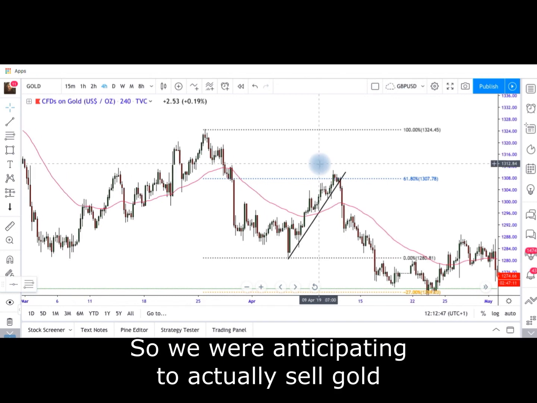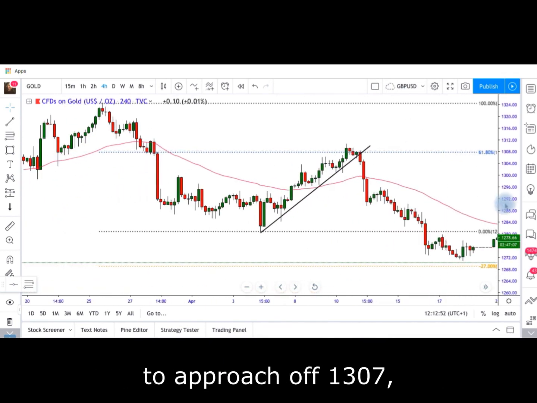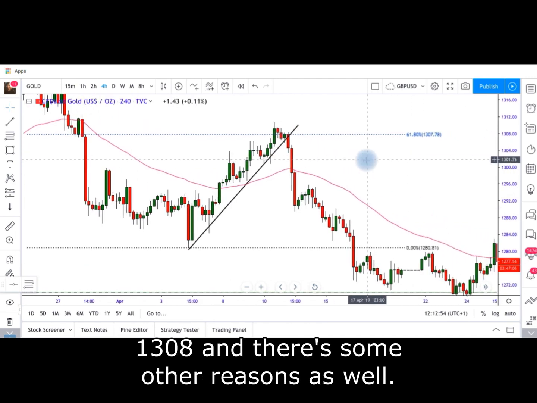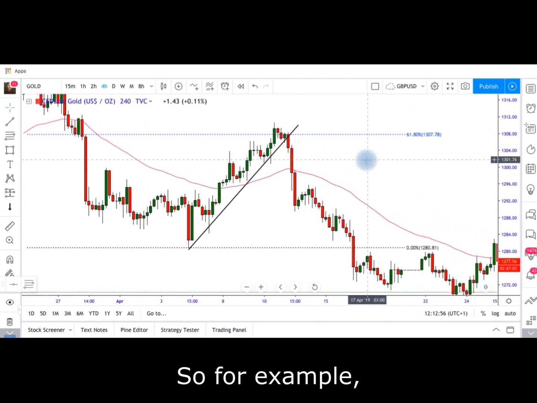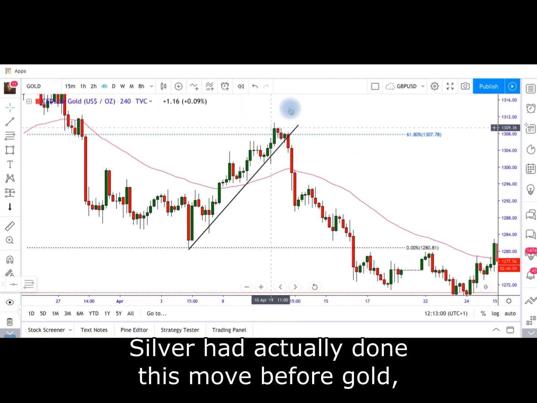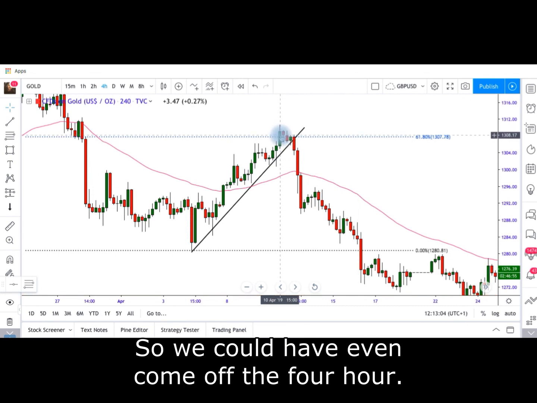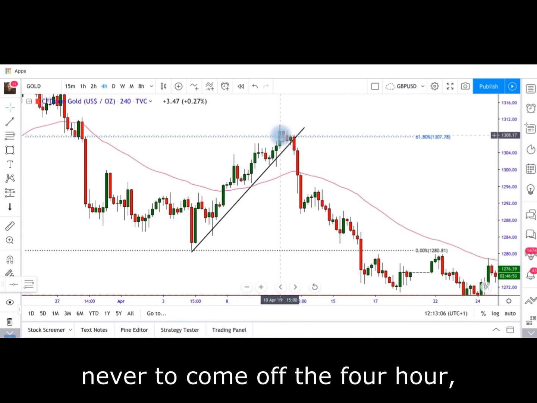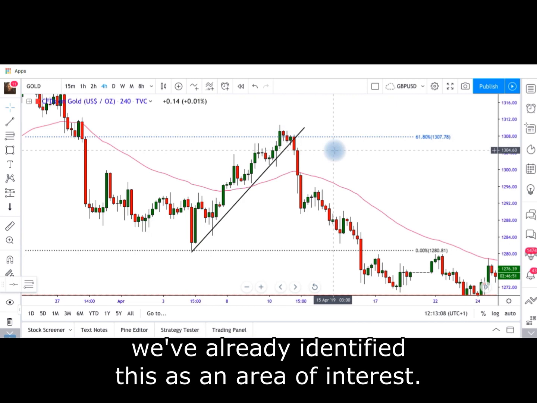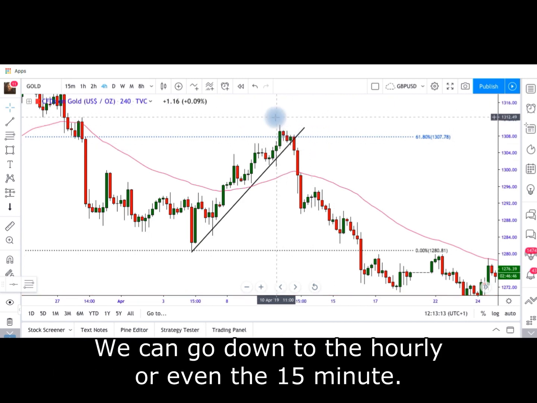So we were anticipating selling gold from these levels when it started to approach around 1307, 1308, and there are some other reasons as well. For example, it's correlated with silver. Silver had actually done this move before gold, so that gave us the signal. We could even have come off the 4 hour, but as I suggest in all my videos, never come off the 4 hour. We've already identified this as an area of interest, so there's no need to. We can go down to the hourly or even the 15 minute.